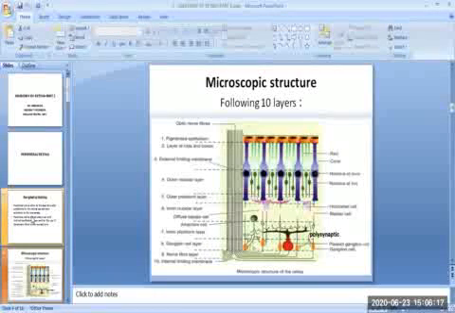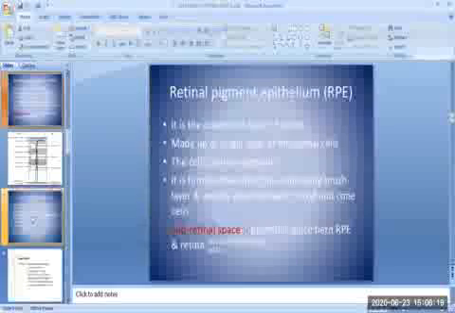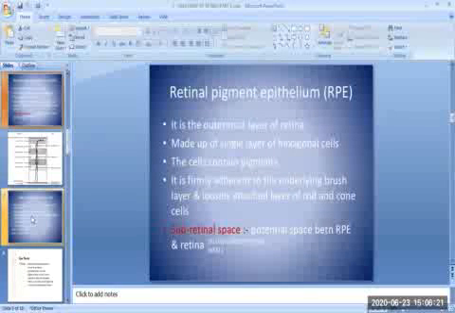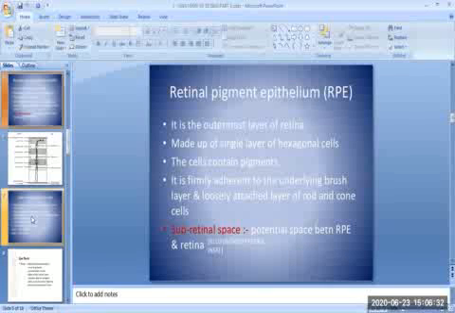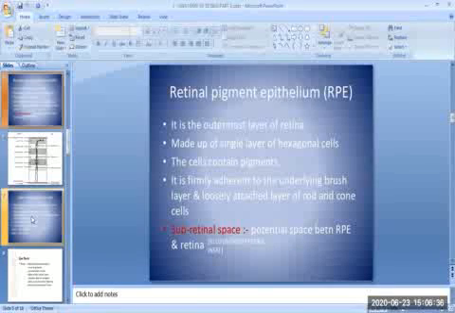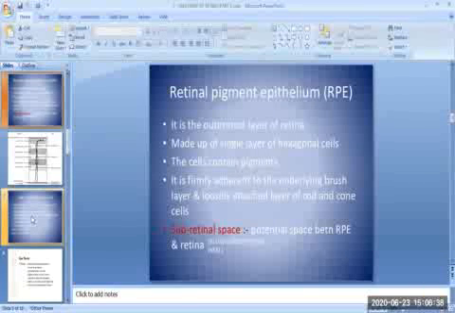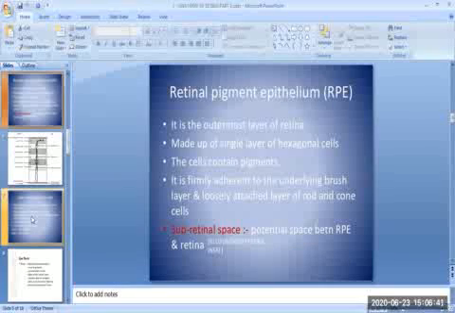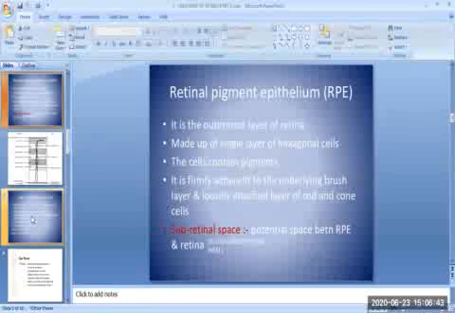The first layer is the pigment epithelium, or the retinal pigment epithelium. It is the outermost layer of the retina. It consists of a single layer of cells containing pigment, and it is firmly adherent to the underlying basal lamina, which is called Bruch's membrane of the choroid. And there's a term called the subretinal space. It is the potential space between the retinal pigment epithelium and the neurosensory retina.